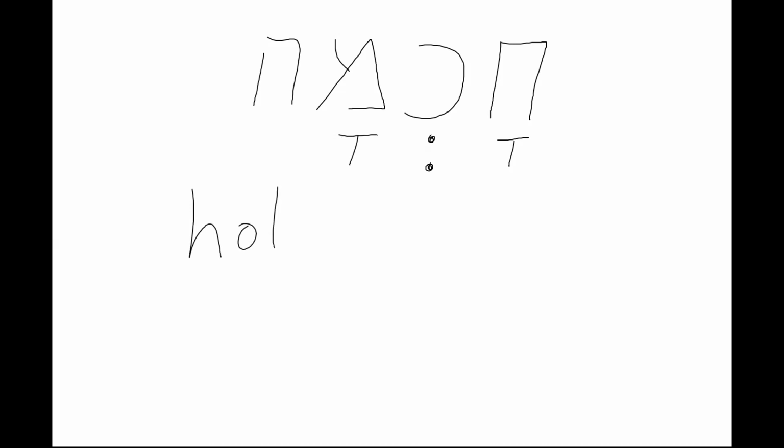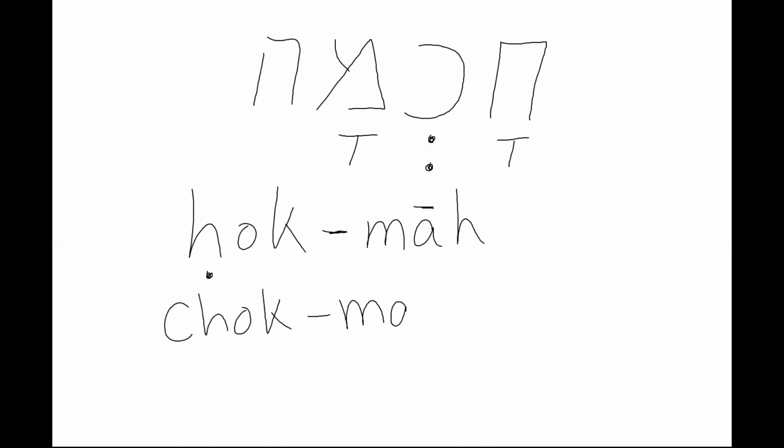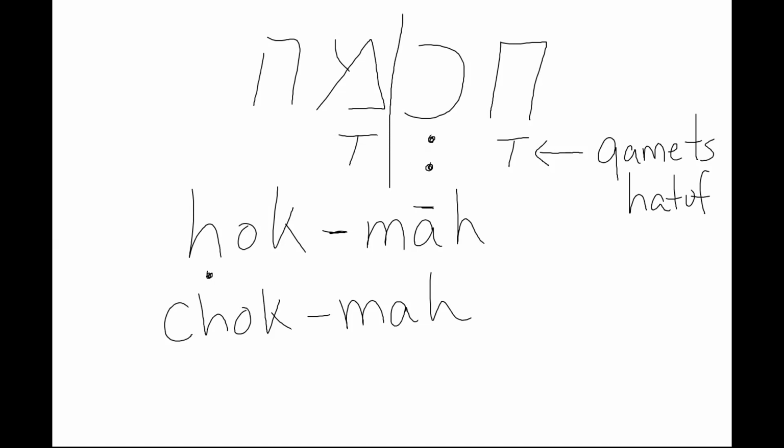So in the word chokmah, the vowel under the chet is a qamets hatuf, because it occurs in a closed syllable that is unaccented, meaning it does not have that stress mark, the arrow pointing to the left that gives it stress and says it's accented.